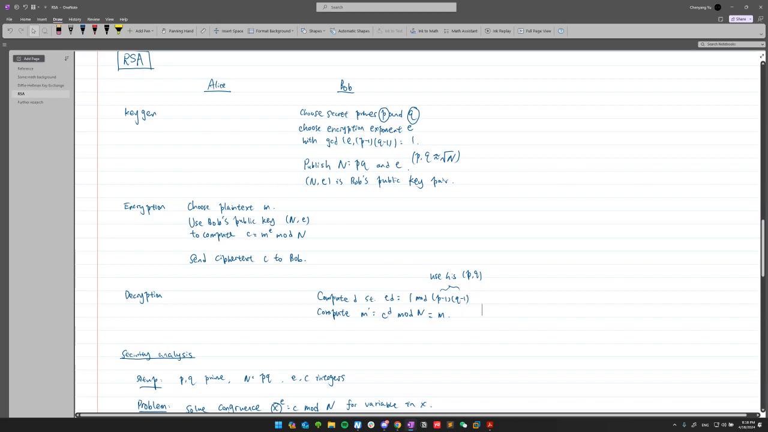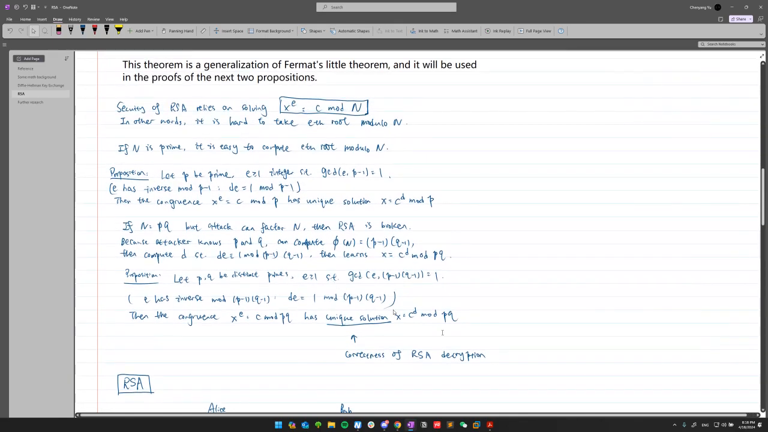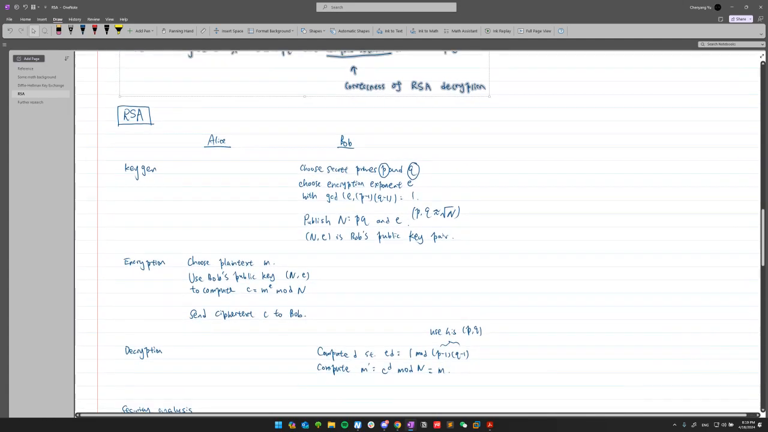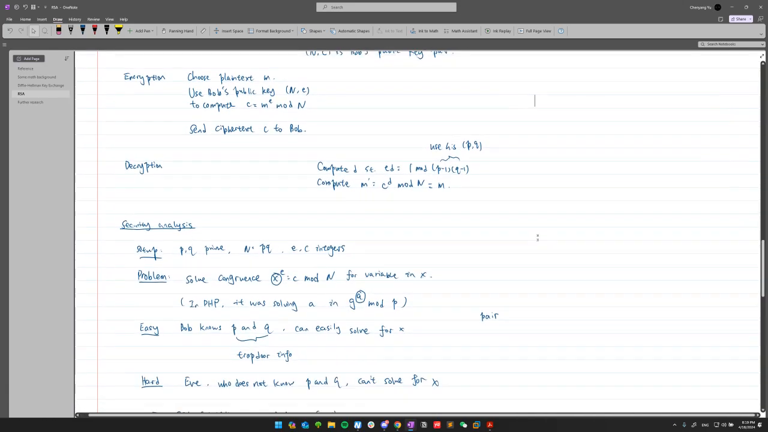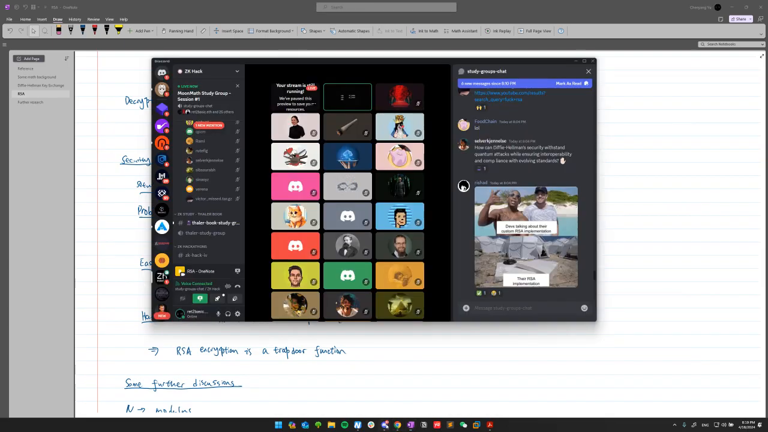So in the end, I can compute M prime, which is I raise the ciphertext to the dth power and do that in mod N. The recovered message should be the same as the original message because it is proved in this proposition. Okay. So do we have questions so far?